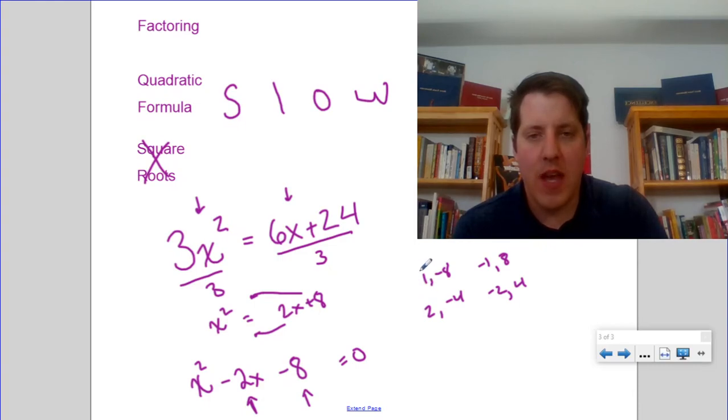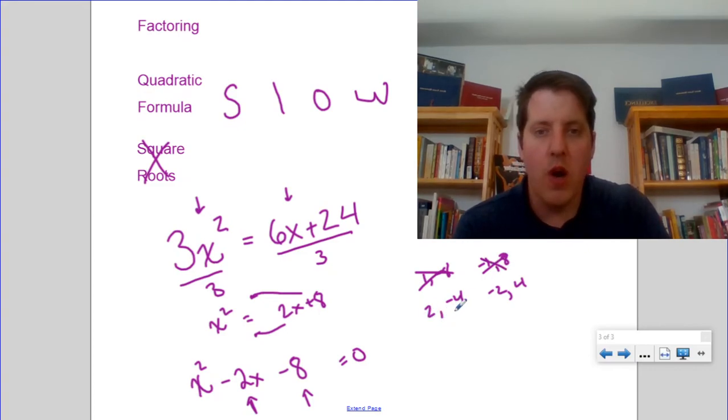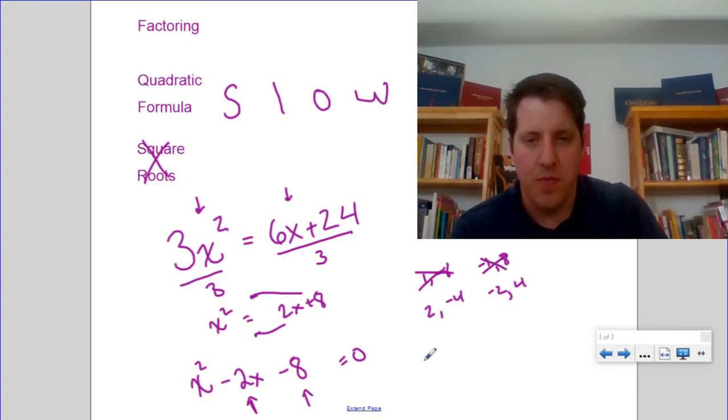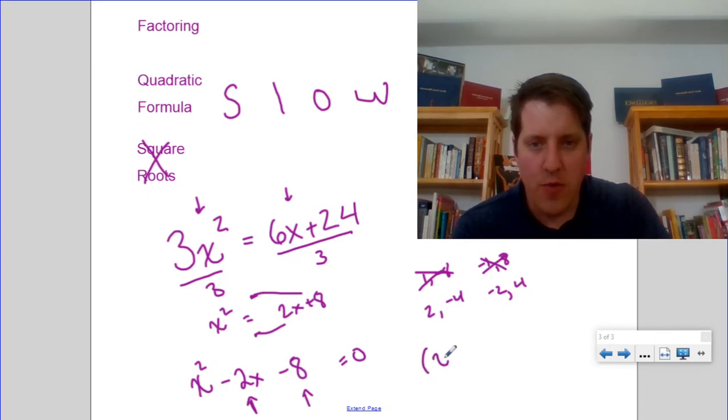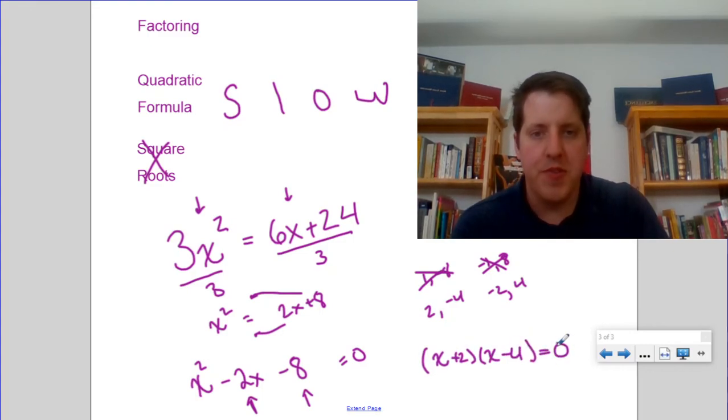Well, this adds to negative 7, so that's not right. This adds to positive 7. This adds to negative 2. 2 minus 4 is negative 2. So that tells you that your factored form is x plus 2 times x minus 4 equals 0.